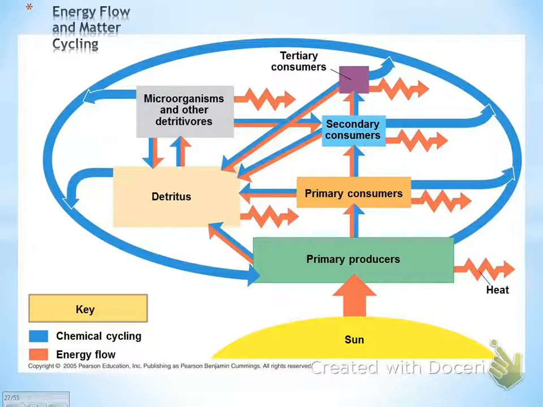So remember, primary producer, primary consumer, secondary consumer, and as the animals are eaten, energy decreases up the trophic level.